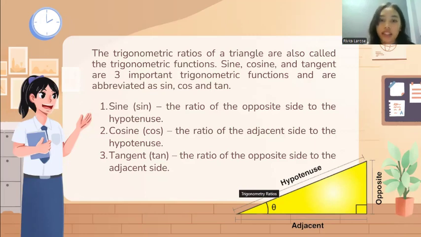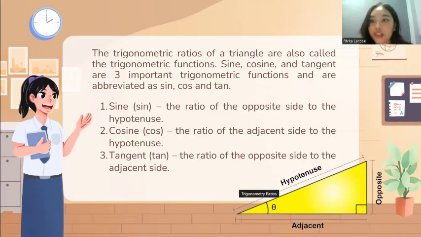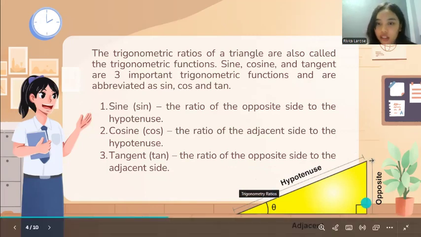The first, sine, is the ratio of the opposite side to the hypotenuse. Next is cosine, the ratio of the adjacent side to the hypotenuse. The last, we have tangent, the ratio of the opposite side to the adjacent side.